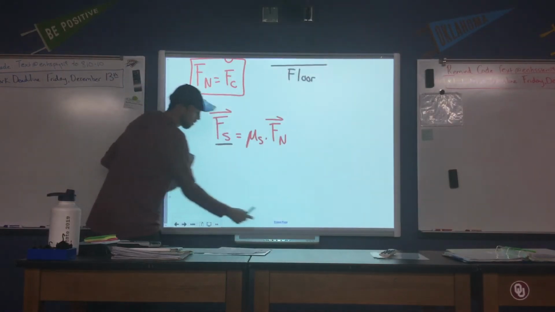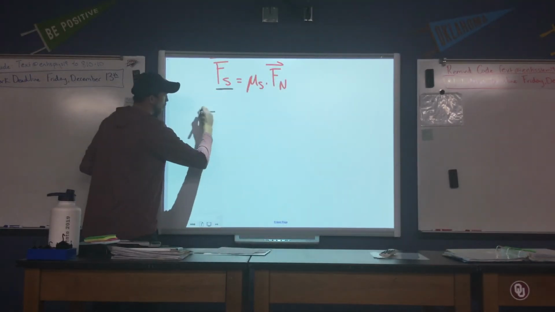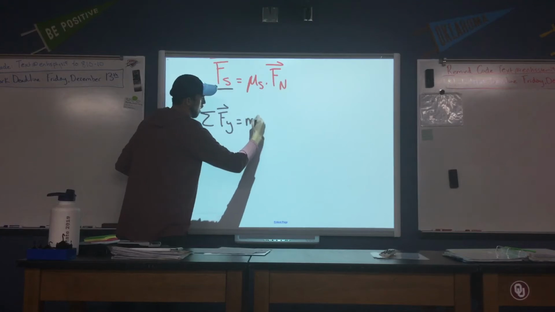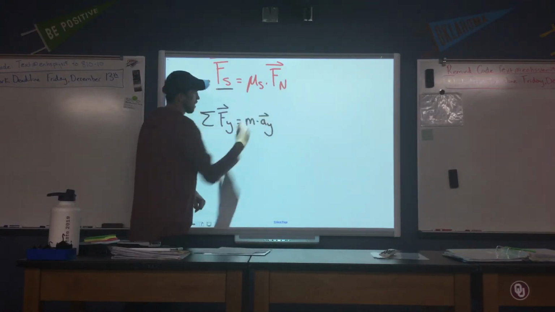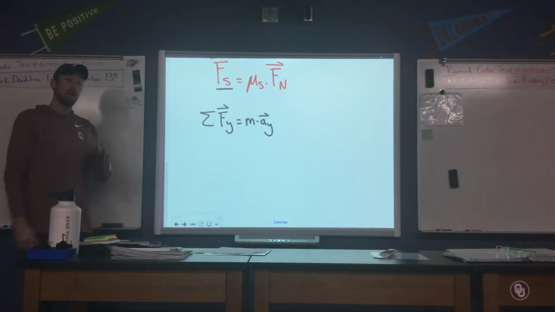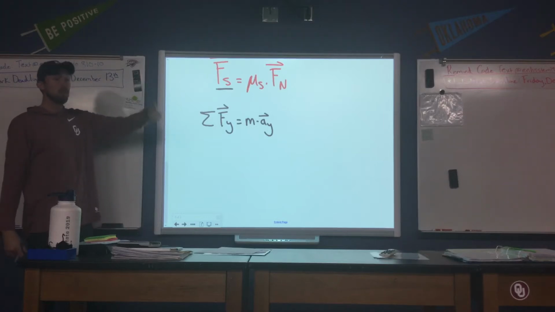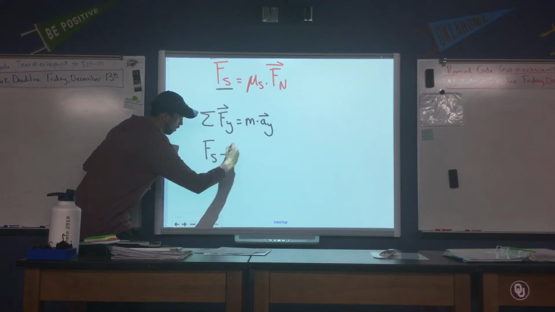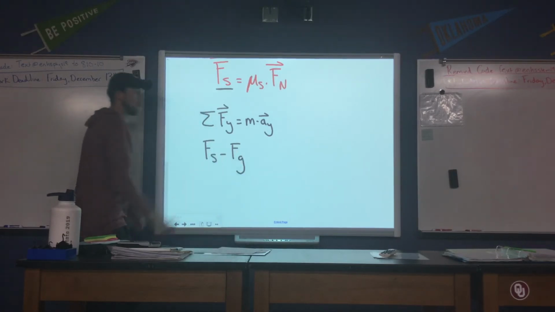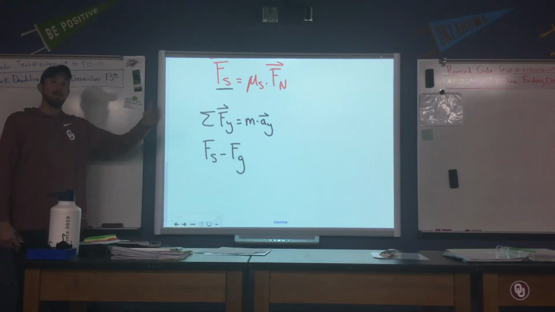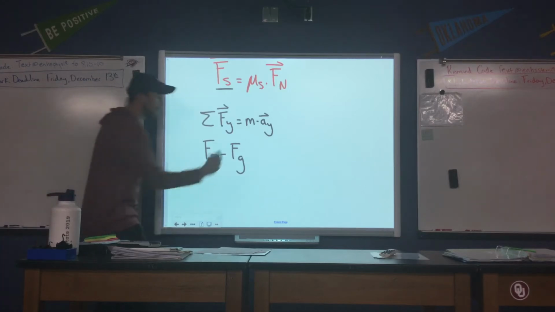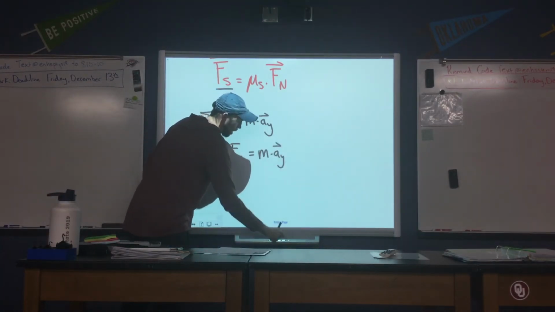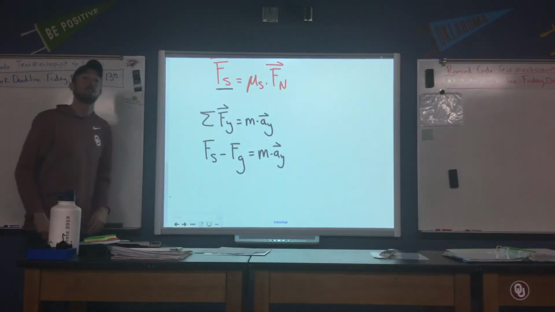So, I'm going to write that out. The sum of forces in the y direction is equal to the mass of our object multiplied by its acceleration in the y direction. Now we have two forces here, vertically. Static friction up, so we'll say it's positive. Force of gravity down, which is why we'll say it's negative. So when we sum them up, we're actually subtracting them. Now, that's equal to the mass of our object multiplied by the object's acceleration in that respective direction.